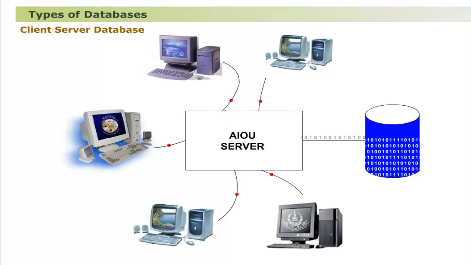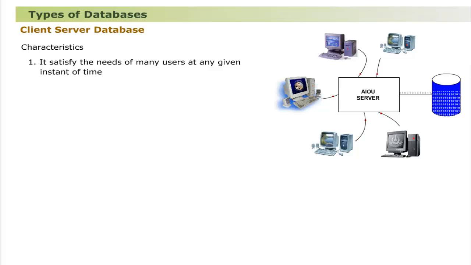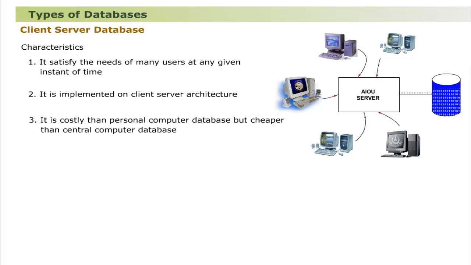Client-server database. This type of database is developed on client-server architecture, that is local area network. Let us now discuss some important characteristics of client-server database. These are: Number 1, it satisfies the needs of many users at any given instant of time. Number 2, it is implemented on client-server architecture. Number 3, it is costly than personal computer database but cheaper than central computer database. Number 4, it covers medium-scale as well as large-scale organizations. Most of the organizations are opting client-server databases as the client-server environment is affordable and efficient.